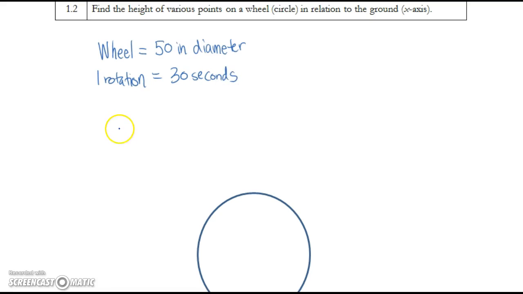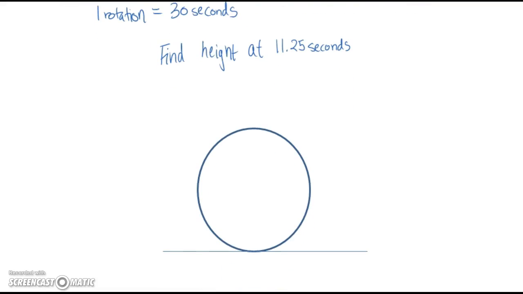And now let's find the height of the gum at 11.25 seconds. And the first thing we need to do is figure out where 11.25 seconds is on our wheel.